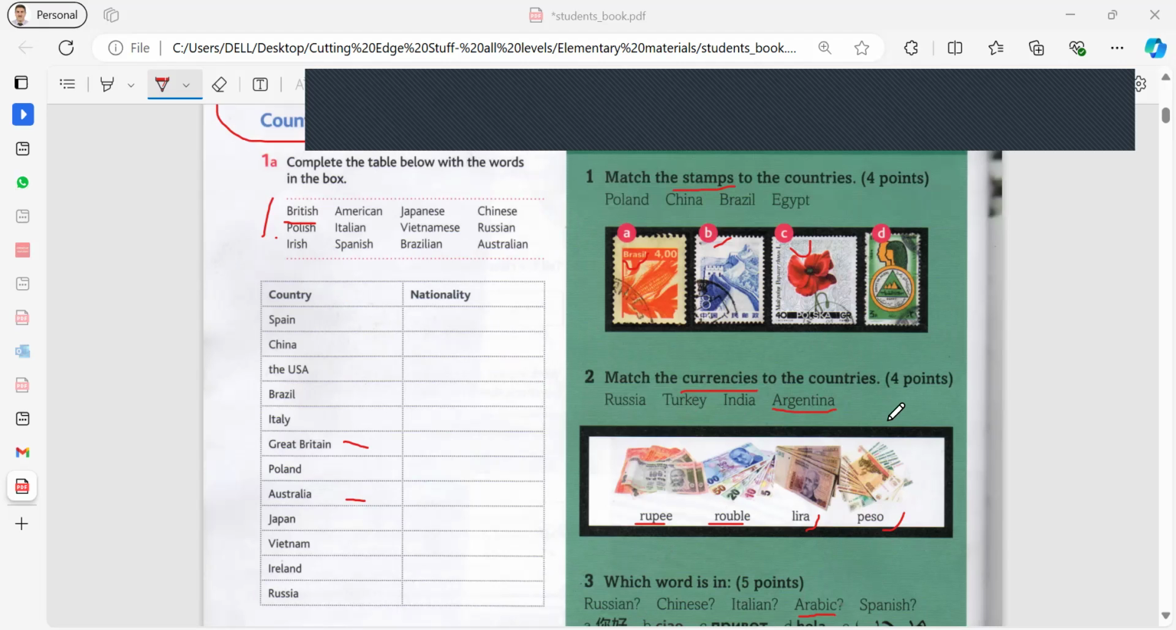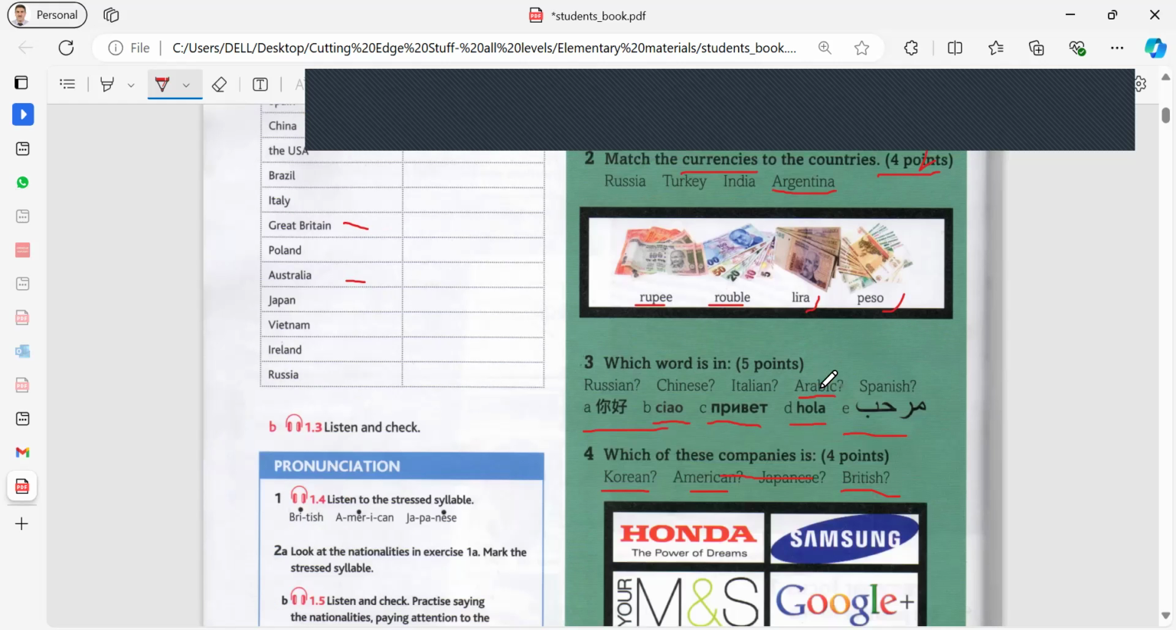Okay, are you correct? No, just two are correct. Yes, so the first question you got 4 points, and the second question you got 2 points, right? This is your score. So here you got 4 out of 4, and this one you got 2 out of 4. What about 3? About languages, listen.